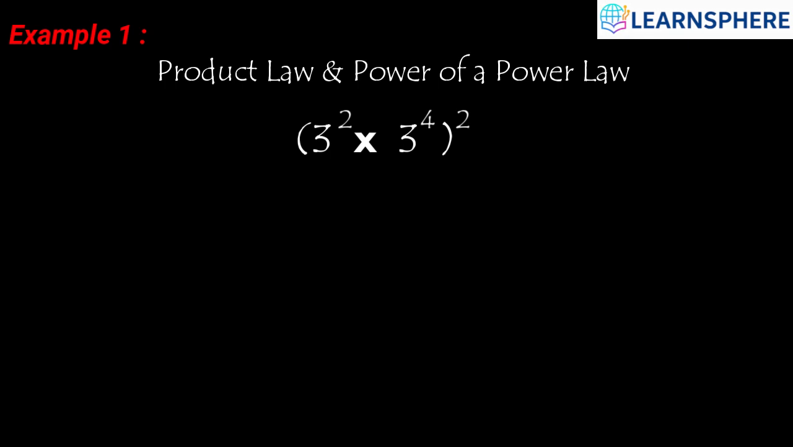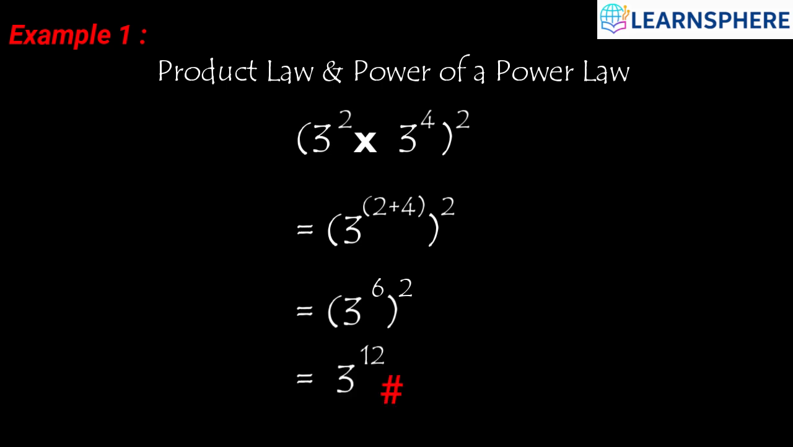Firstly, we have to solve the index in the brackets. So in the brackets, we have 3 to the power of 2 times 3 to the power of 4, which can be simplified to be 3 to the power of 2 plus 4, and the whole thing is raised to the power of 2. This can be simplified to be bracket 3 to the power of 6 raised to the power of 2, in which we'll get the answer of 3 to the power of 12.